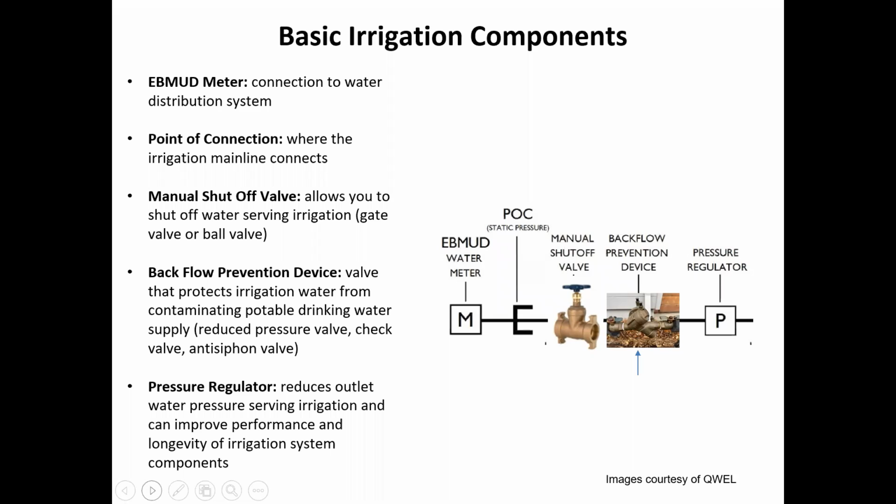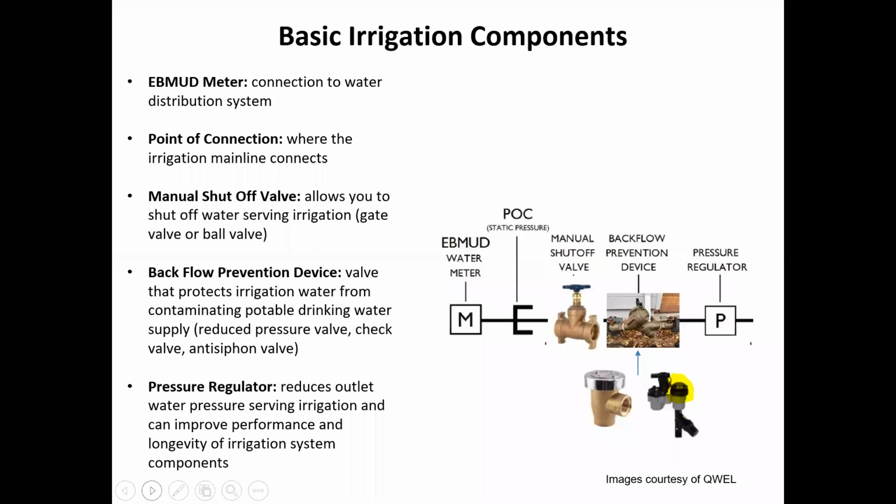Kristen, if you press the next couple pictures. Yeah. So we also have a check valve and an anti-siphon valve. So there's different types of backflow that can occur at different parts of your irrigation system, but for the purpose of the overview that we were showing, I just wanted to include that one as well.